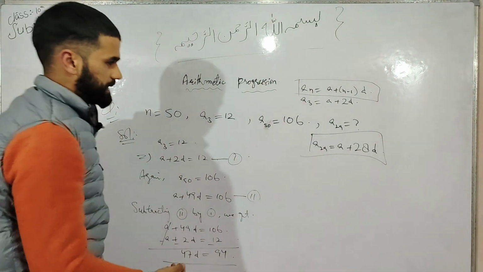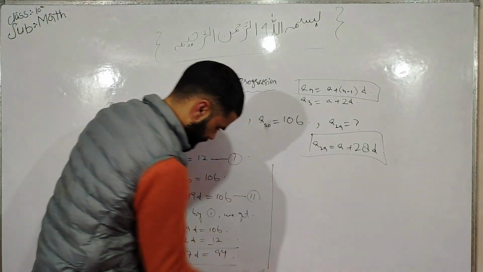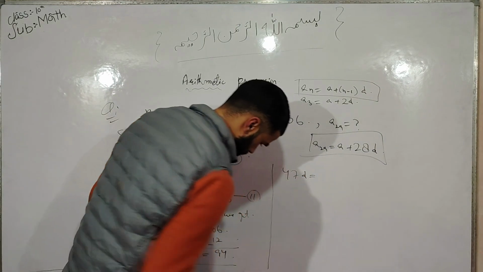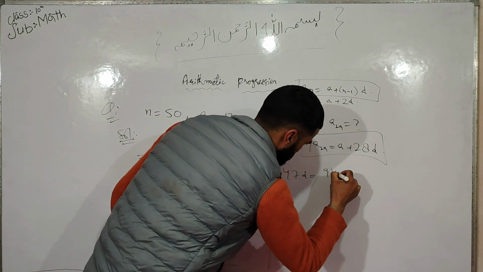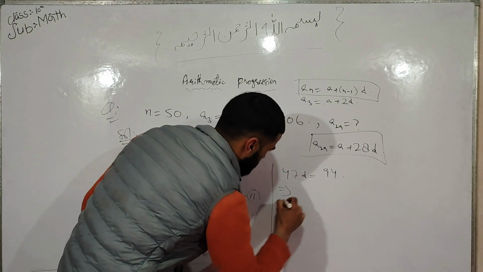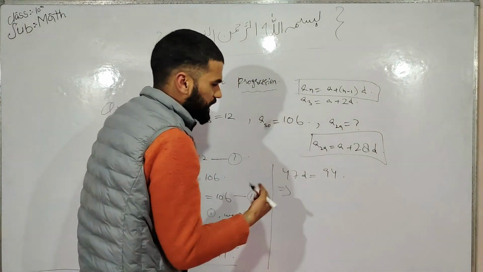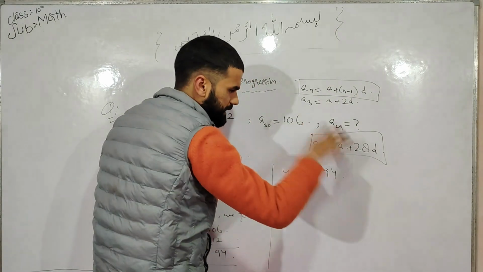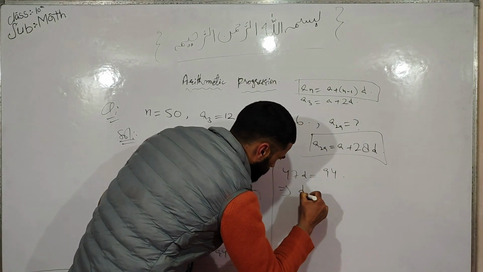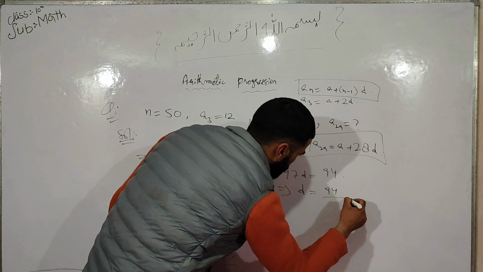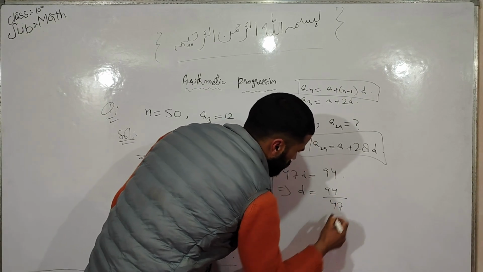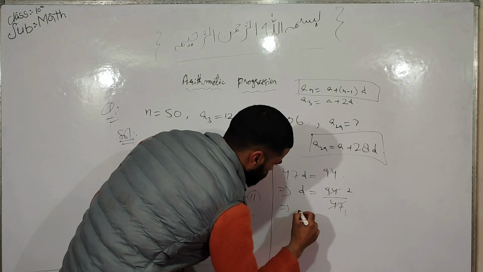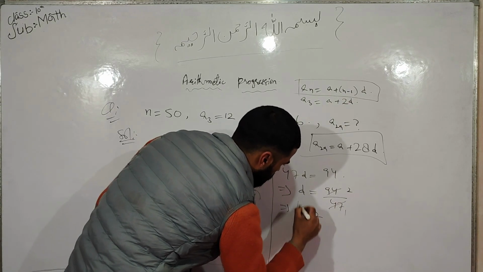So 47d is equal to 94. This implies this 47 is in multiplication with d. So if we transpose this 47 to the RHS, it goes into division. So d is equal to 94 divided by 47. 47 ones are 47, 47 twos are 94. So this implies d is 2.